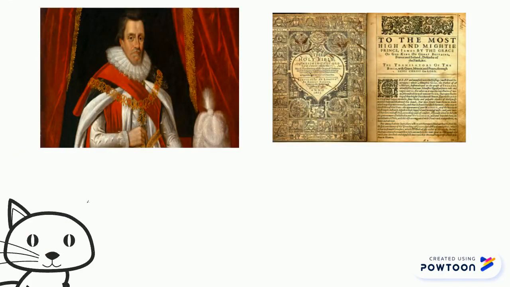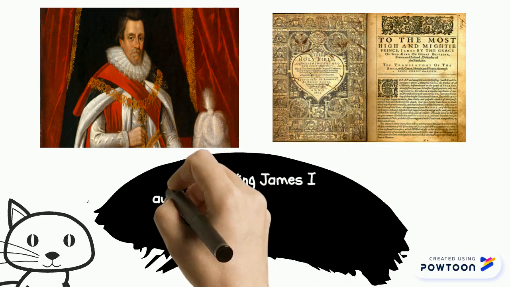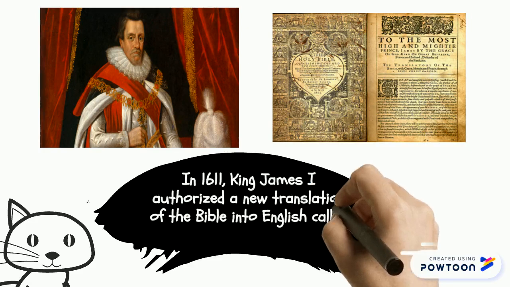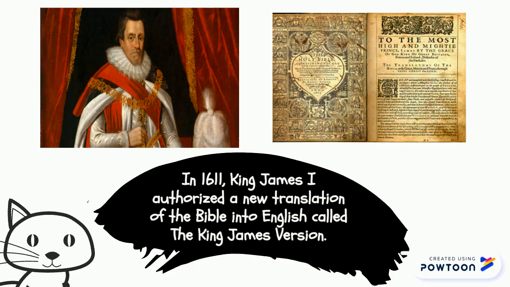In 1611, King James I authorized a new translation of the Bible into English, called the King James Version. The King James Version was produced in 1611 during a high period of literary scholarship, thanks to Elizabethan prose and poetry.